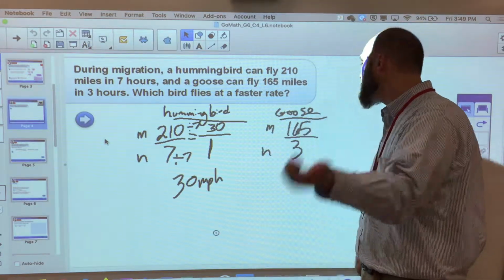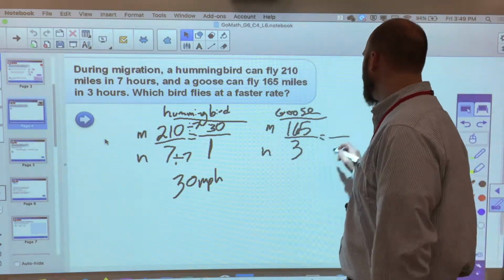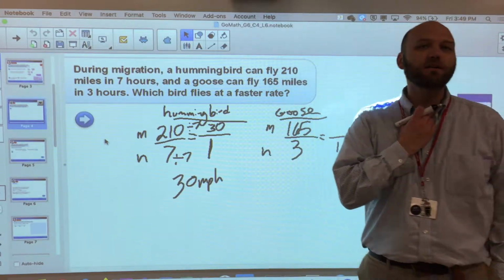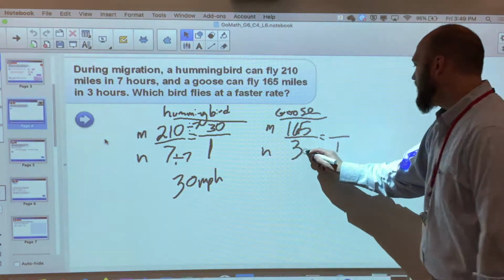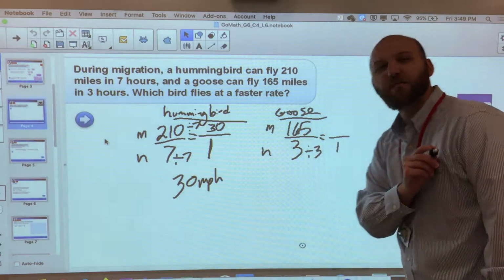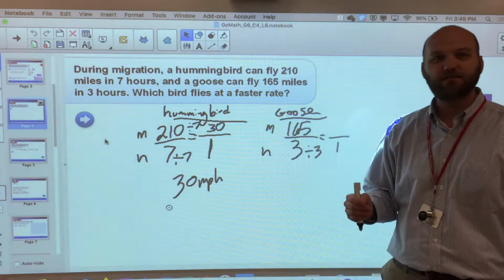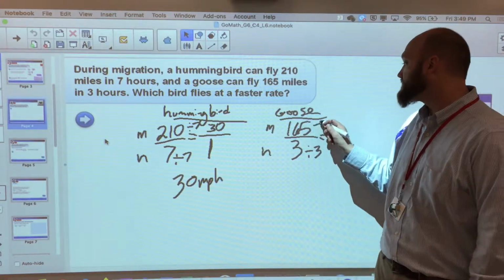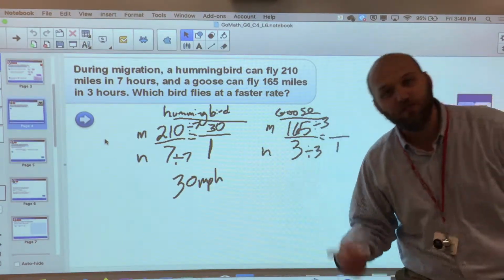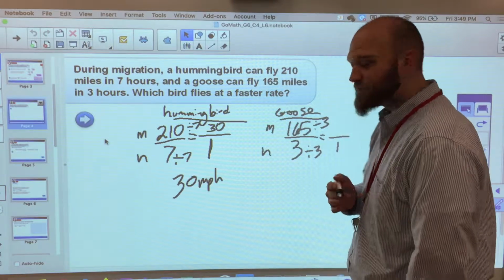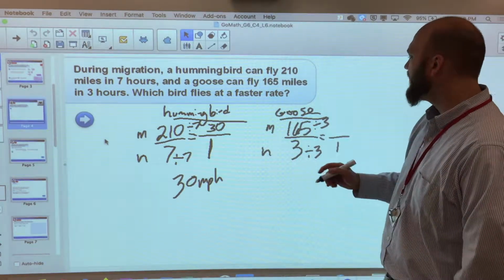Okay, we've got one down. We need to do the other one, right? So I look at my goose, and I make an equivalent ratio, so I can get my unit rate. How do I go from 3 to 1? Well, obviously I divide by 3. So the hardest part of this problem so far has been 210 divided by 7, and what is about to be 165 divided by 3, because again, whatever I do to the bottom, I do to the top, and vice versa.